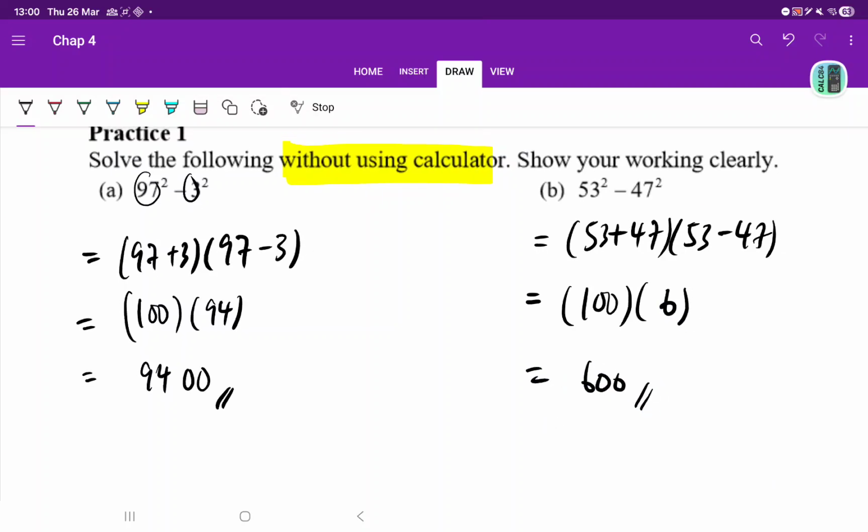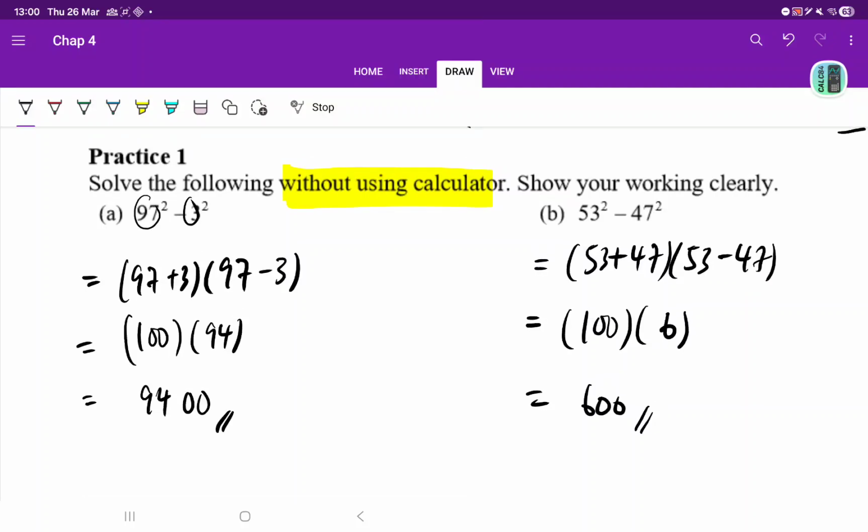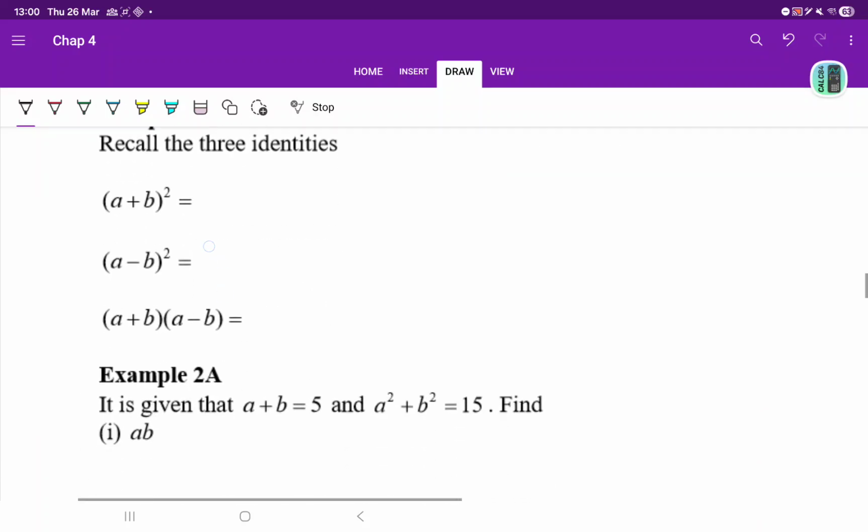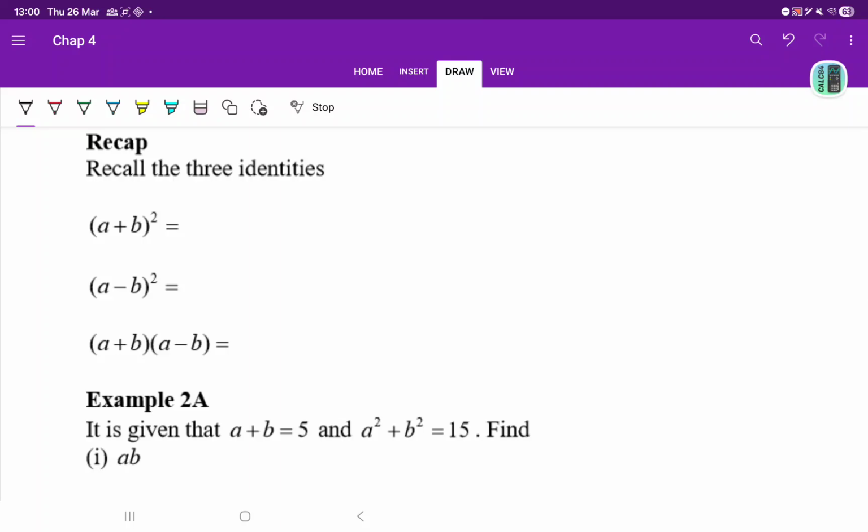How many of you got both correct? Okay, good. Move on then. Let's go to the next page. Some of you I know are already trying the questions. That is good.